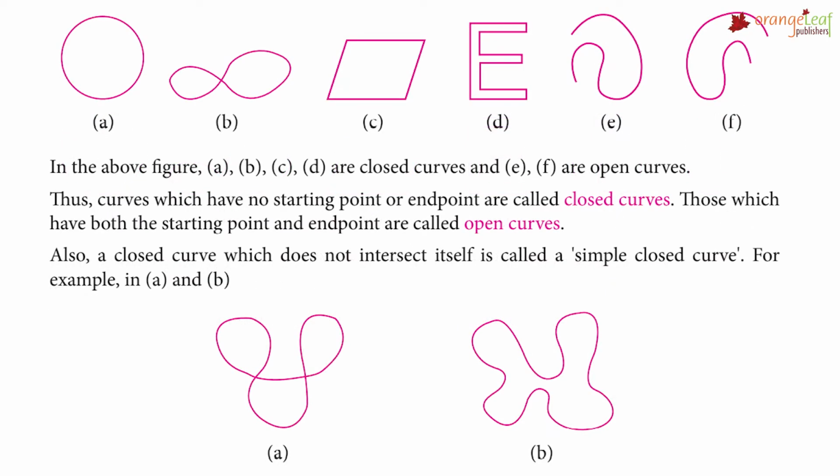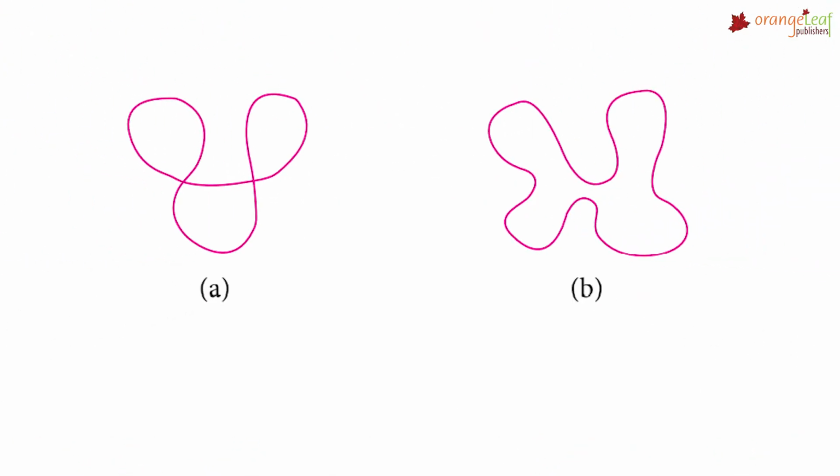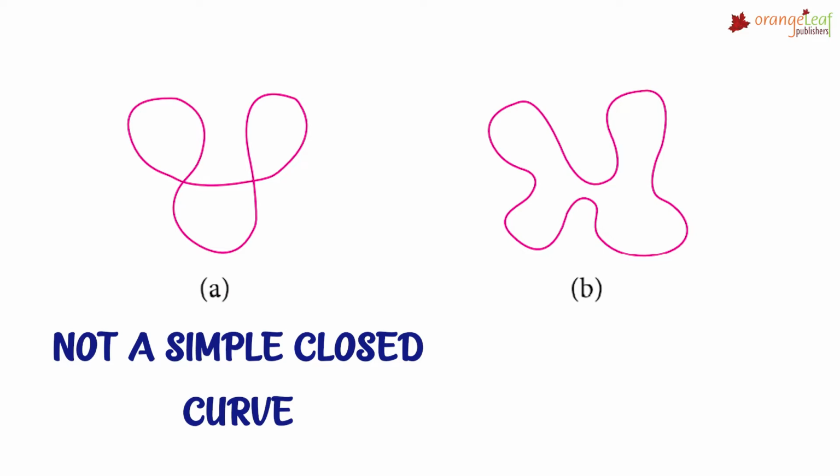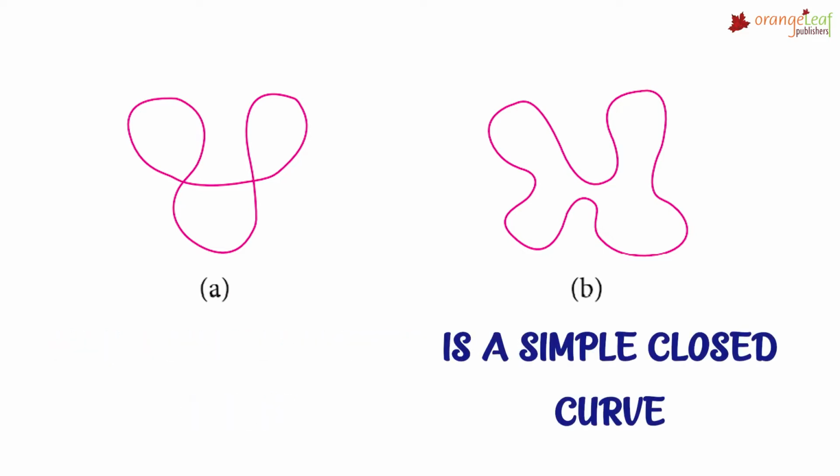Also, a closed curve that does not intersect itself is called a simple closed curve. To understand the difference, have a look at these two curves. Here we have figures A and B. Here, A is not a simple closed curve because it intersects itself, and B is a simple closed curve.